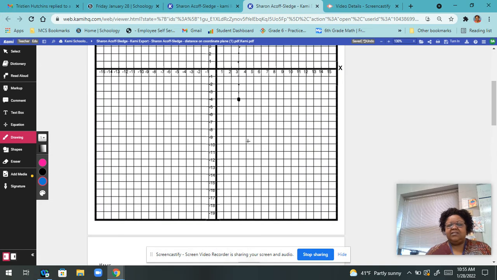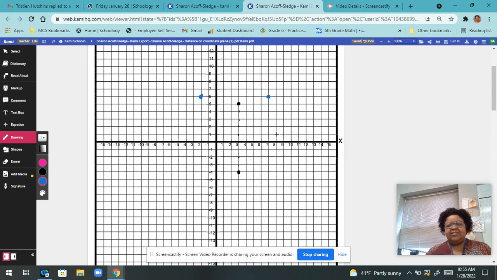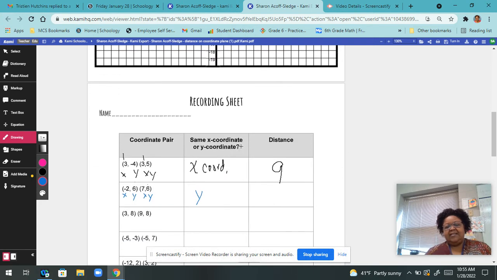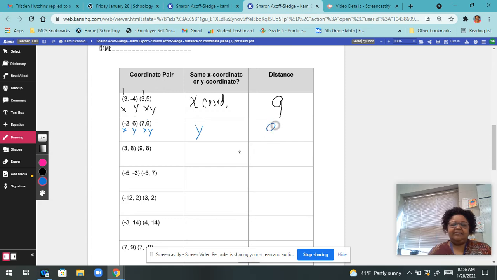Now it asks me for the distance. And there's a reason they're asking you what's the same. That leads to the next sheet. So 1, 2, 3, 4, 5, 6, 7, 8, 9. So that distance is also 9.